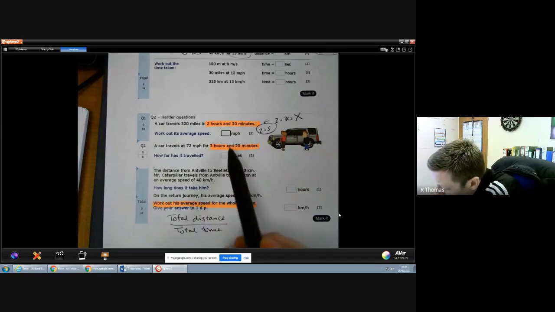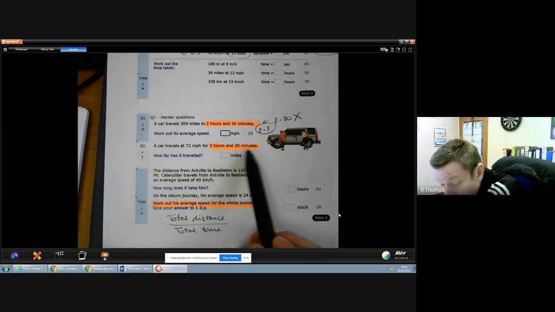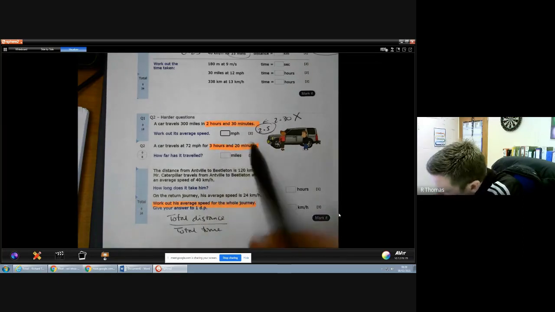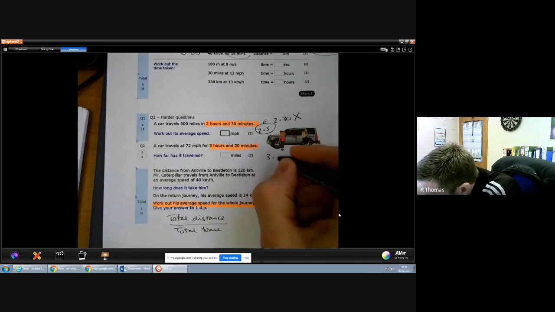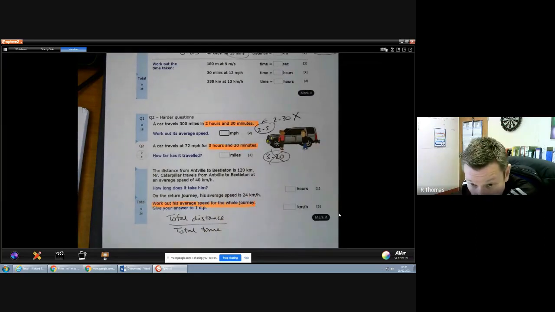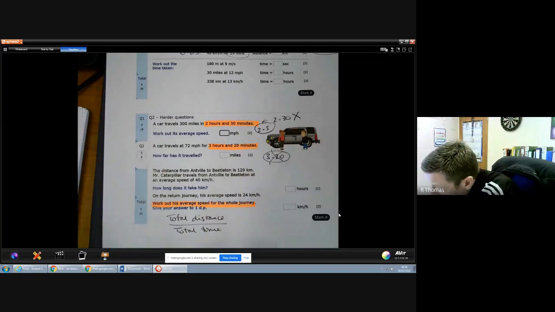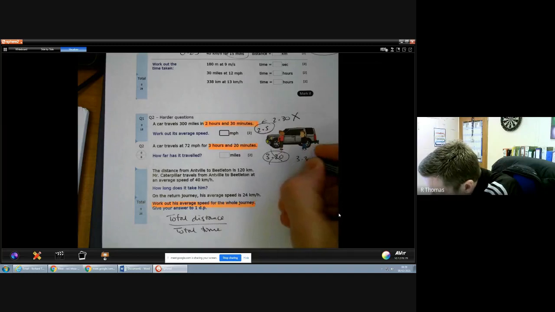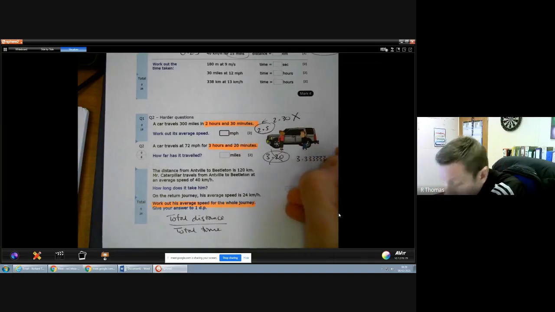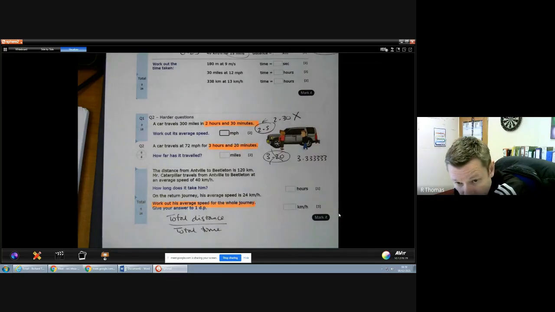We have to do a similar strategy here to put 3 hours and 20 minutes in. Okay, if you're going to do it wrong, you'll do 3.20. That is wrong. That is not 3 hours and 20 minutes. 20 minutes is a third of an hour. So you would have to put in the calculator 3 1/3. Okay, 20 minutes is a third of an hour. 20 divided by 60. So that's how you put it in the calculator.